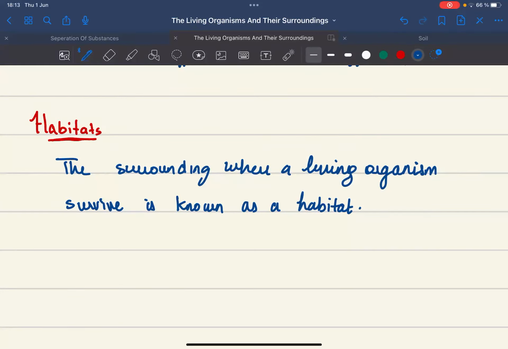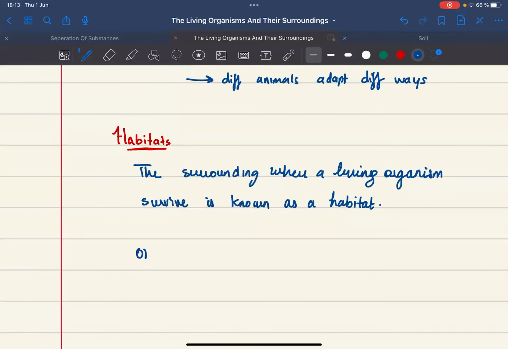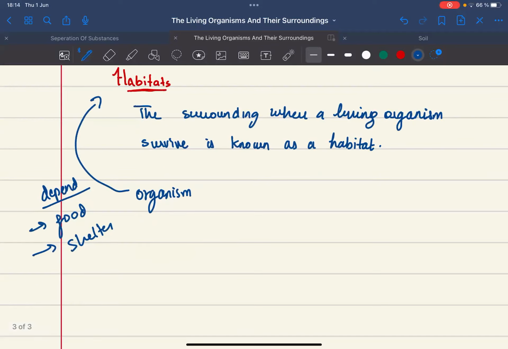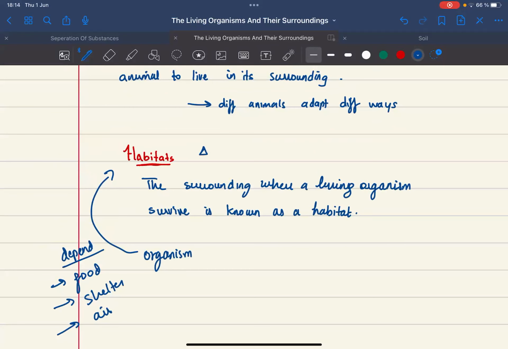So you know that organisms completely depend on the habitat for what? For food. What else? Water, air, shelter, and all the other needs. So habitat is basically like a home. Habitat is nothing but the home for the animals. It's a home for all the plants and animals living in that area.